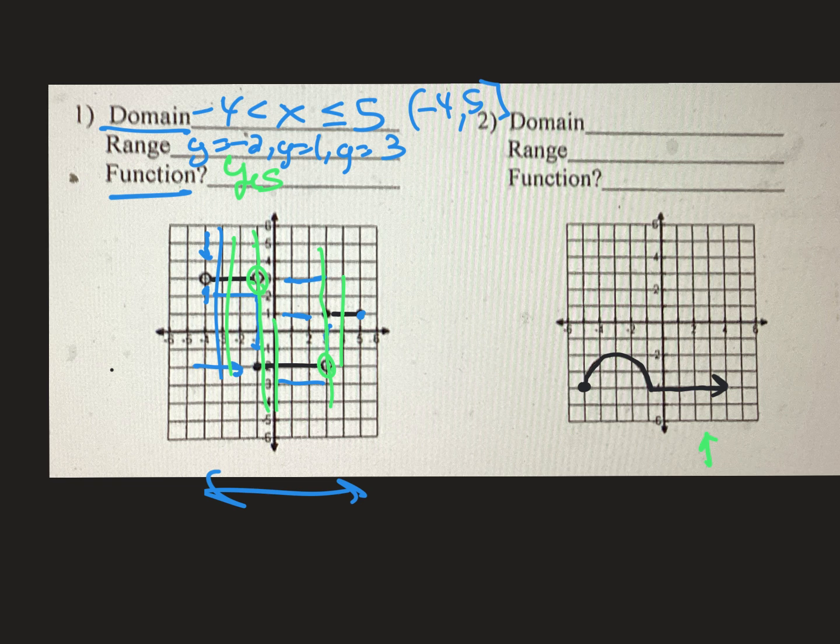No matter where I draw, I'm drawing in there, like you can see. But if I draw a vertical line through there, I can just hit it one time. That is a function because it passes the vertical line test. Now the domain, let's go domain here.